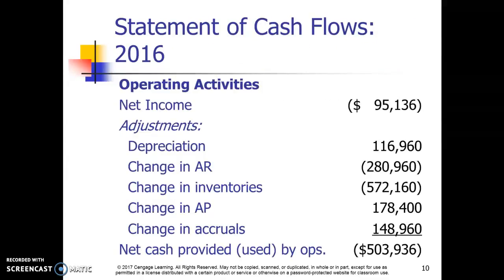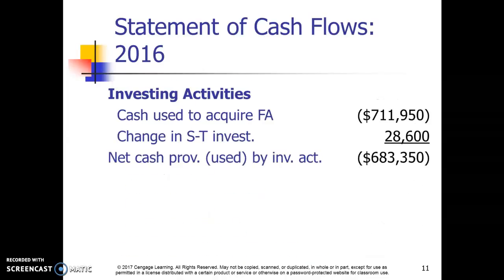So we look at their operating activities in the statement of cash flows. Their net income for the year was a negative $95,000. We can also see some adjustments. So depreciation helped them a bit. Their change in accounts receivable, change in inventories, those were obviously a negative impact. Their change in accounts payable and accruals didn't offset that. So net cash provided by operations was a negative $500,000, basically, a little bit more than that.